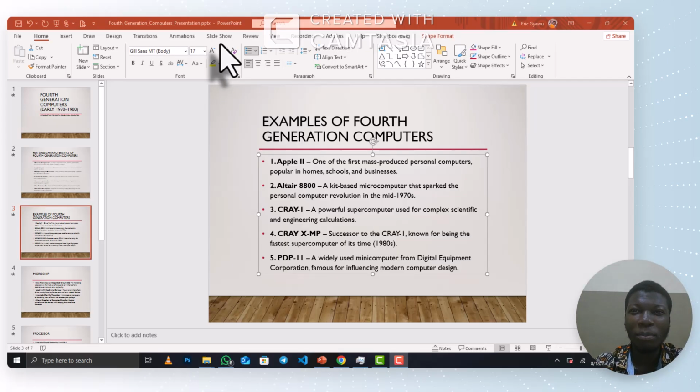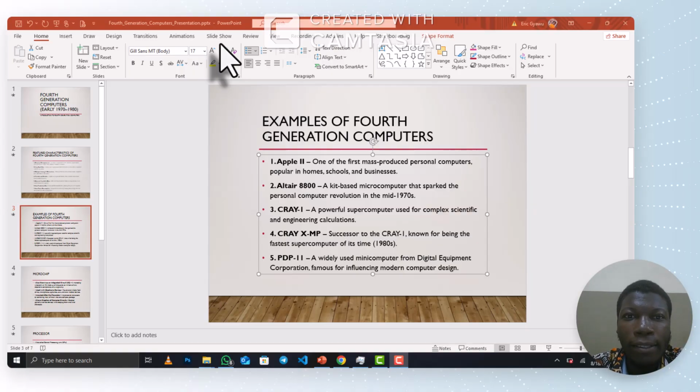Okay, good evening, fellows. I'm Samuel, and I'll be taking you through this section. As my brother took you through the introduction of fourth generation computers and the features of fourth generation computers, I would like to take you through the examples of fourth generation computers.